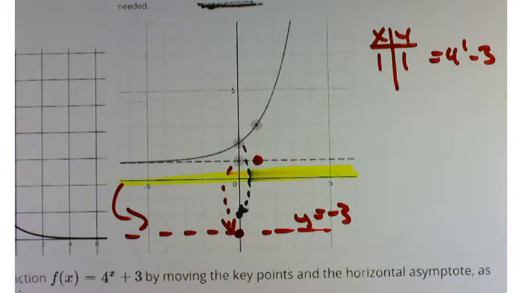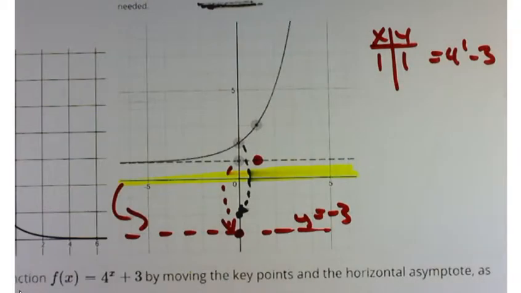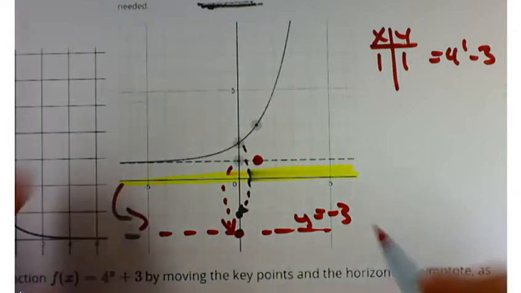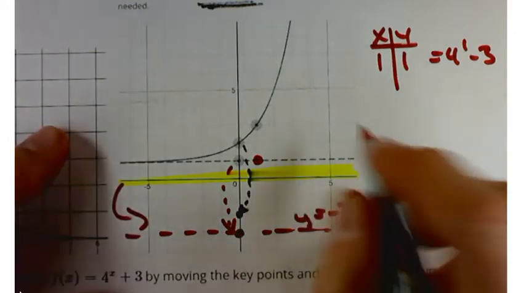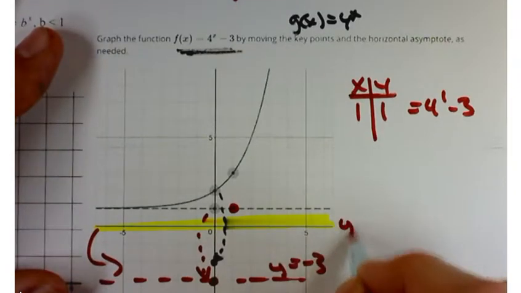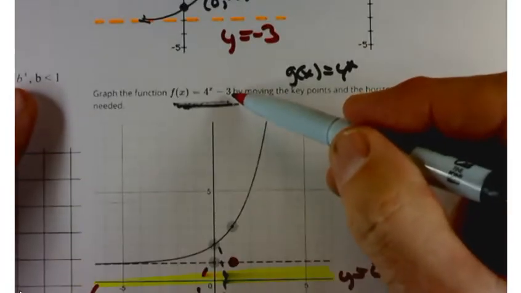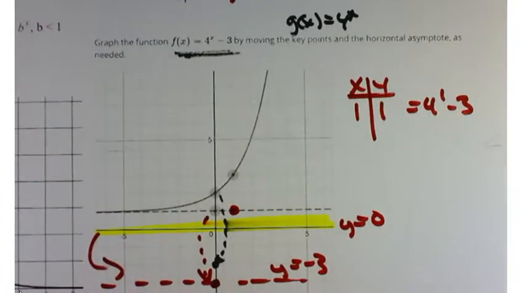Let's do some more kind of similar stuff to this. Are we okay with what Newton's going to be expecting? Yeah, but remember, the asymptote for y equals 4 to the x is going to be right here at y equals 0. And that got shifted down 3 by this one here. Anything else?